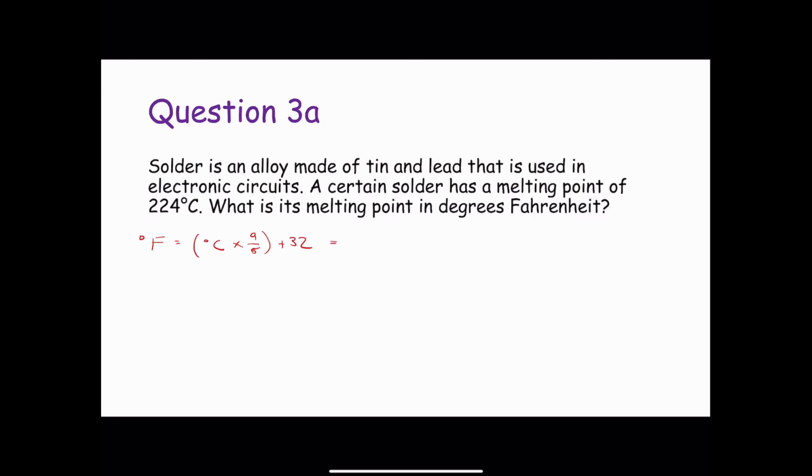And now I'm just going to plug in my numbers. I know my melting point in degrees Celsius. It's given to me right here. And so I'll put in 224 degrees Celsius multiplied by 9/5. Then I'm going to add 32 to that. And when I put all of that into my calculator, I get that the melting point in degrees Fahrenheit is equal to 435 degrees Fahrenheit. So that's going to be my melting point of my solder in degrees Fahrenheit.